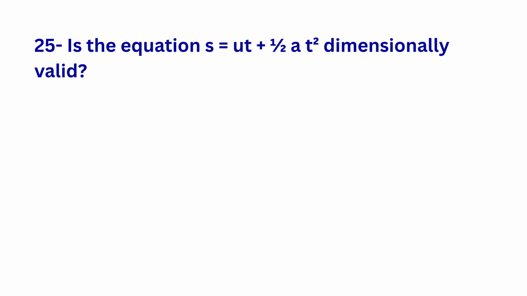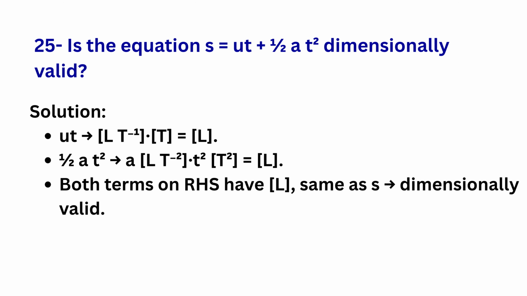Finally, question 25. Let's check whether the equation S equals ut plus 1/2 at squared is dimensionally correct. The first term, ut, has velocity times time that gives length. The second term, 1/2 at squared, is acceleration times time squared, which also gives length. Both sides have the same dimension of length, so the equation is dimensionally valid.